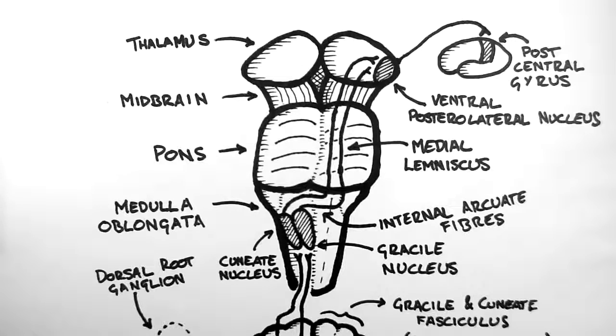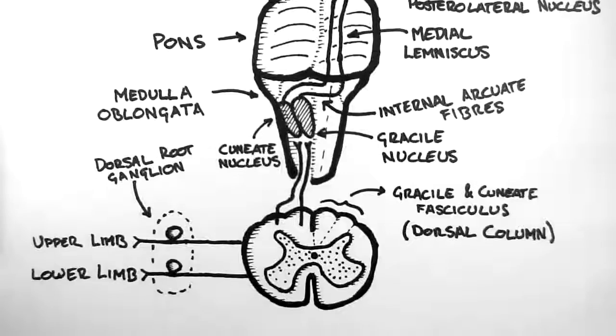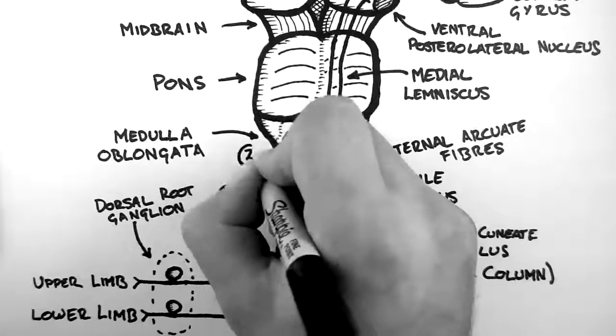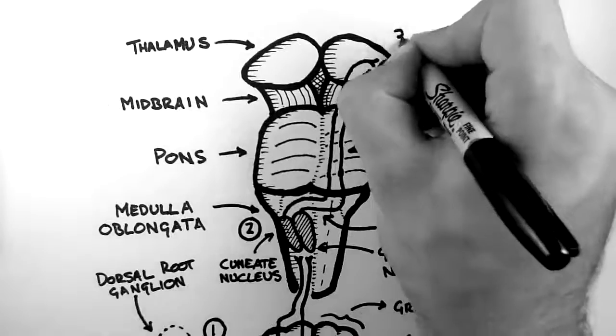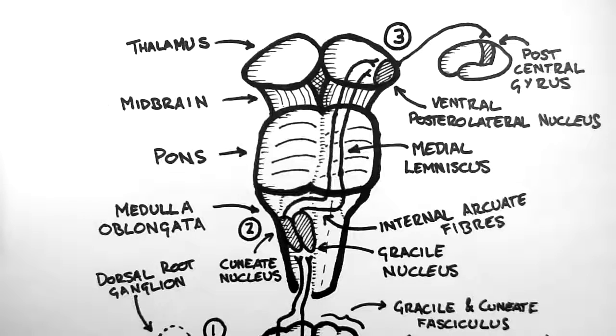So in total there are 3 neurons in this pathway. The first is in the dorsal root ganglion. The second is in the cuneate or gracile nucleus. And the third is in the ventral posterolateral nucleus of the thalamus. And that concludes this tutorial on the dorsal column medial lemniscus pathway. In the next tutorial, we'll have a look at the spinothalamic tract.